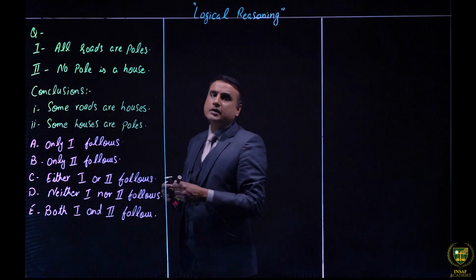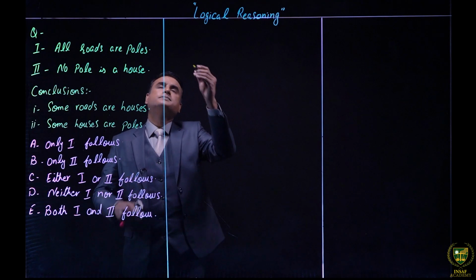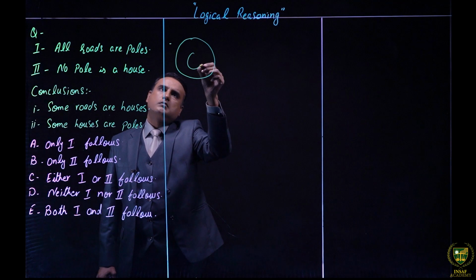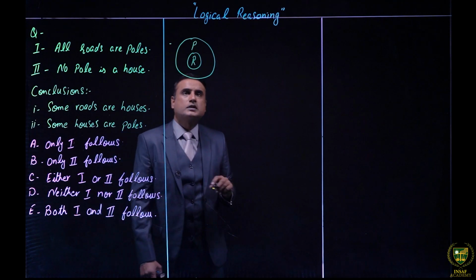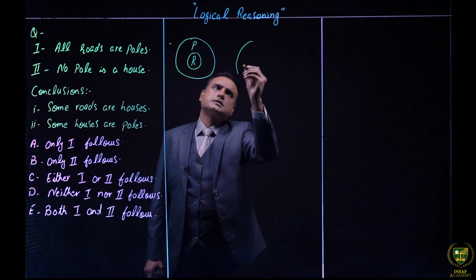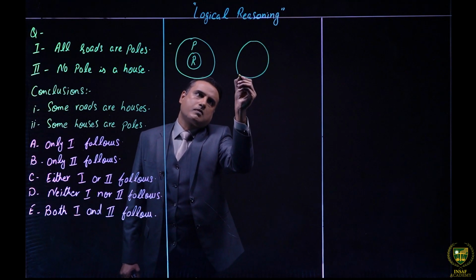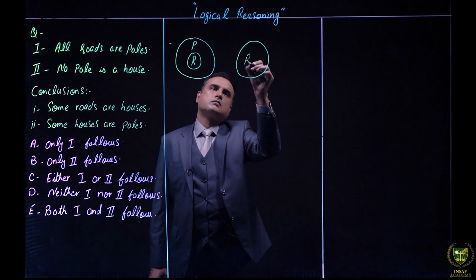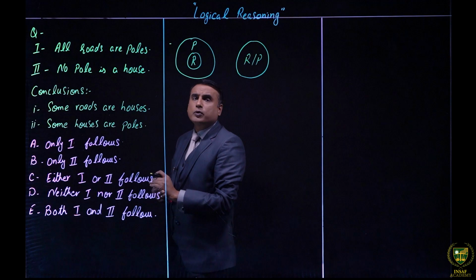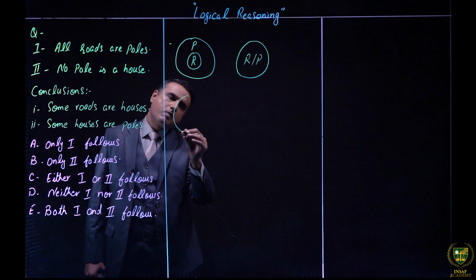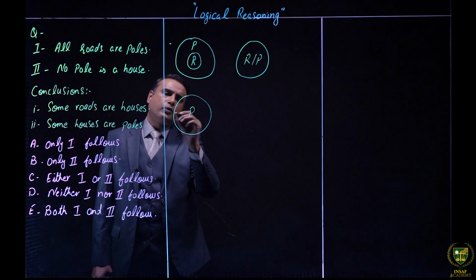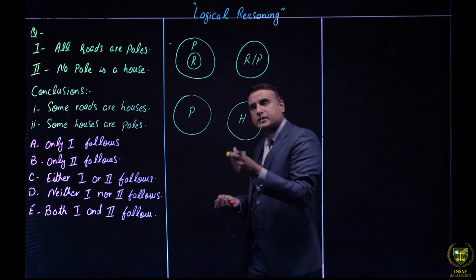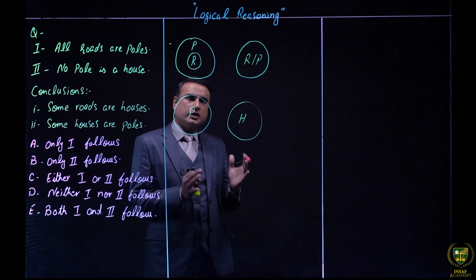Now again, we have to draw the diagrams. All roads are poles. It can be drawn all roads are poles. And on the other hand, it can also be drawn like this. All roads are poles. And then no pole is a house. This is actually pole. And obviously, this is actually house. So they must not intersect with each other because there is no common element.